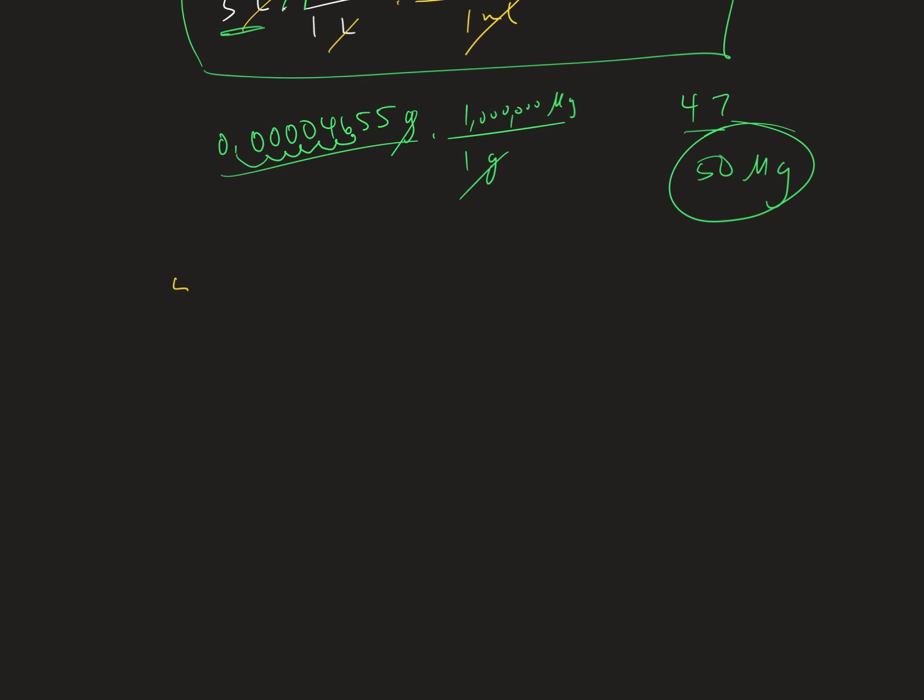So we have, this is our first one, section 7. 5 milligrams of sodium chloride dissolved in 2 kilograms of solution. I want to know how many parts per million we have. So what do we do?